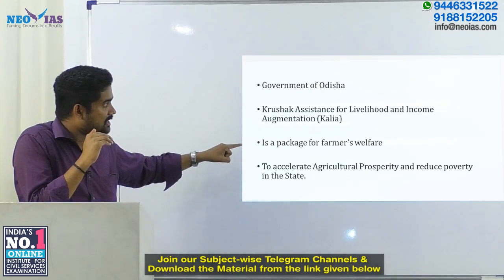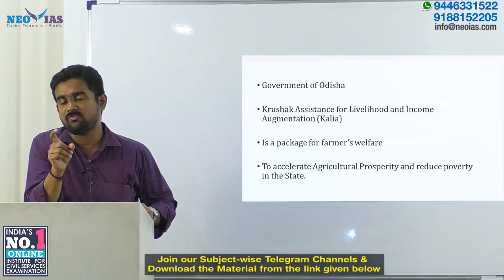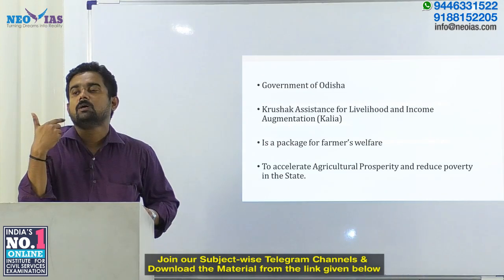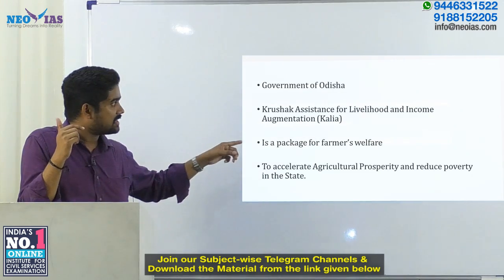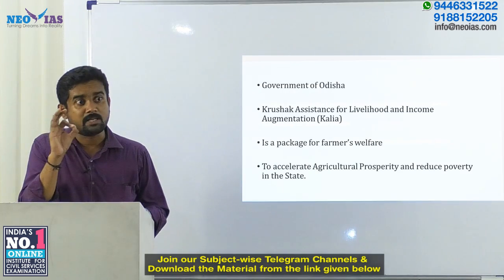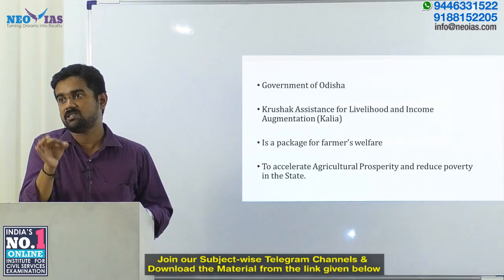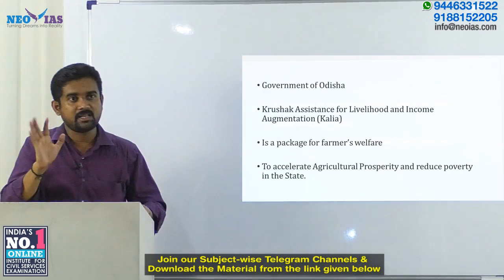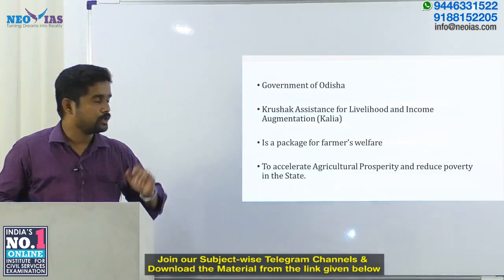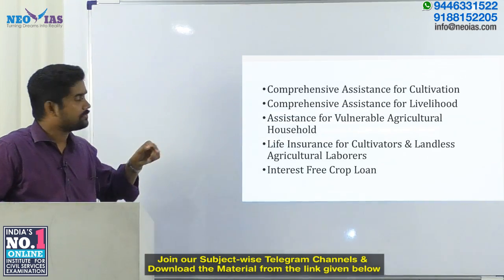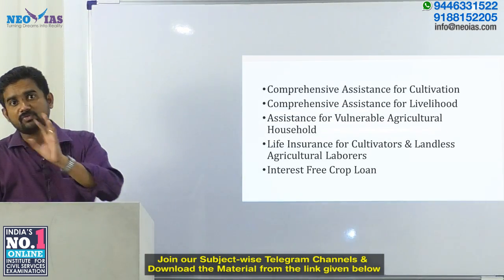Once the farmers are taken care of, obviously the agricultural prosperity in the state will increase. So, to accelerate agricultural prosperity and in the process reduce poverty in the state is one of the key objectives of the Kalia scheme. Now, this scheme consists of 5 key components.